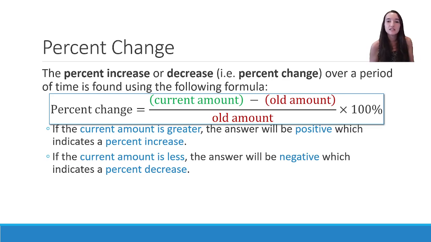Okay, speaking of that, let's talk about percent change. The percent increase or decrease, which together we call percent change, over a period of time is found using the following formula. Percent change is equal to current amount minus old amount, over old amount, and then we just times 100%. If the current amount is greater, the answer will be positive, which is an increase. If the current amount is less than the old amount, then the answer will be negative, and so we've decreased, right? So you can have negative percents.